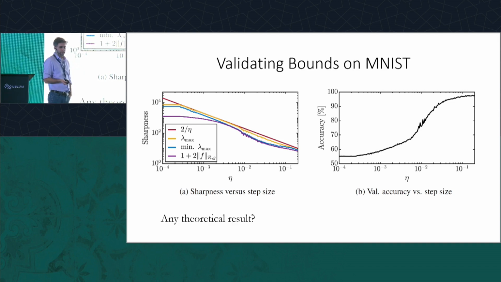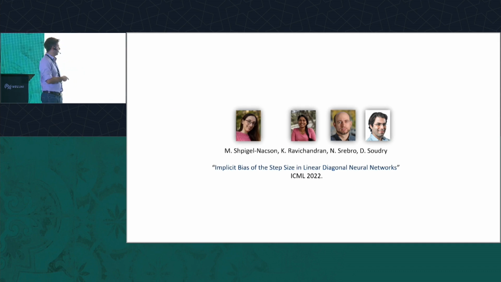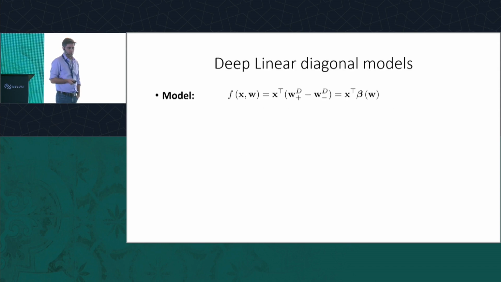But can we say anything theoretically? I'll briefly mention a result from a paper with Kavya Ravichandran and Nati Srebro about the implicit bias of step size in linear diagonal neural networks, trying to quantify this generalization performance. Here I'll go to a simpler model to understand generalization. It's a very basic, commonly used model, the diagonal linear neural network. We have a linear predictor, parameterized as some parameter to some power, and we have two parameters so we can represent positive and negative numbers. This is a very common model to understand implicit bias.